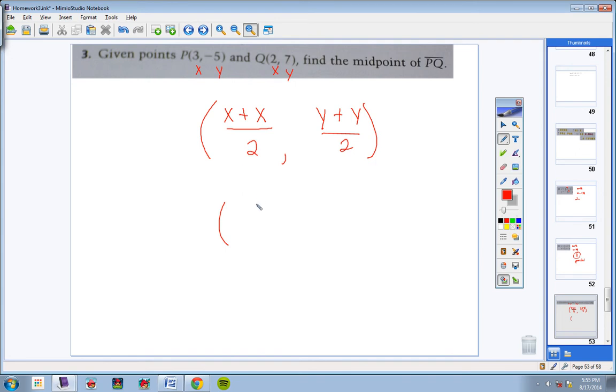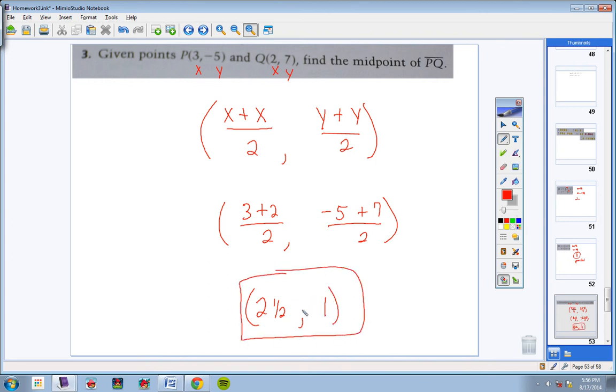X plus x would be 3 plus 2 divided by 2, and y plus y would be negative 5 plus 7 divided by 2. Well, 3 plus 2 is 5. 5 over 2 would be 2.5. Negative 5 plus 7 is 2. 2 divided by 2 is 1. So this ordered pair right here is the point that lies directly in the middle between these 2 points right here. Okay? 5 over 2 and 1, or 2.5 comma 1.